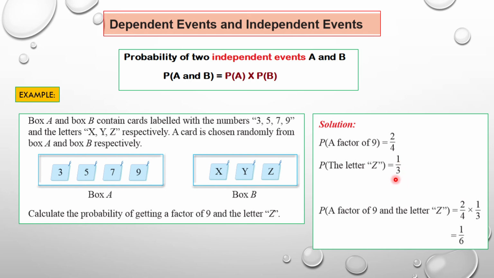Now if you study the question, this is an independent event. Why independent event? Because the occurrence of the second event is not affected by the occurrence of the first event. Okay, so here the probability of getting a factor of 9 and the letter Z equals 2 over 4 times 1 over 3, that is 1 over 6. Remember, when you have the word and, you multiply.